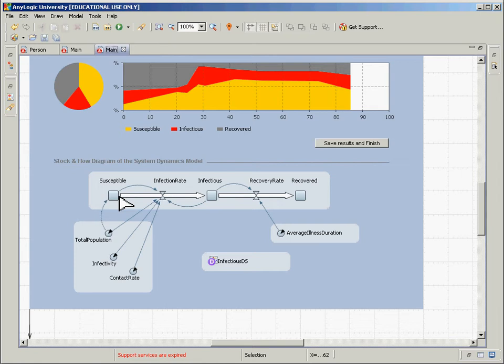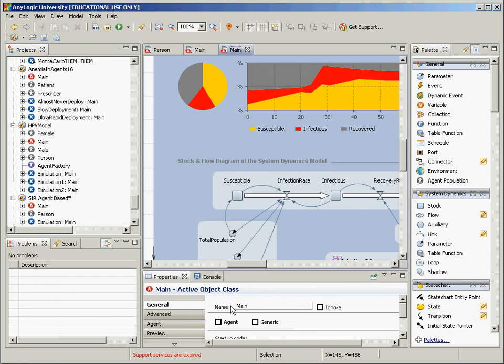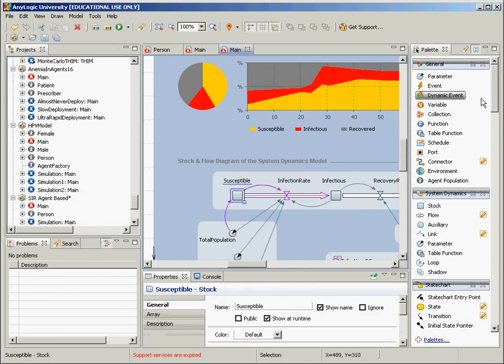Here we have a different type of model. Let's run this model. So this is in our main class. This is all in main. By the way, these constructs are built-in constructs to AnyLogic, so they're from the system dynamics palette. And as we'll see, it is most emphatically important you not think that these can live only in main.